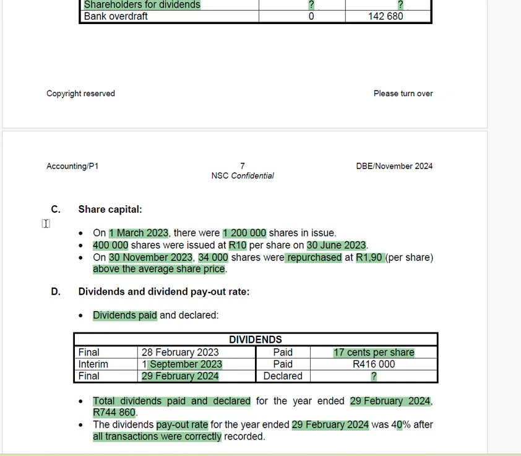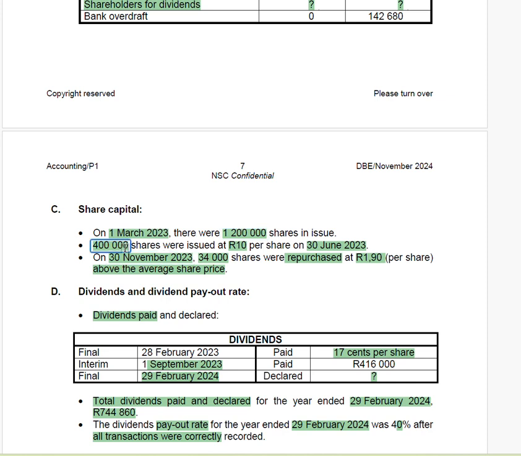If we're looking at C, it speaks of share capital. The first part, they're telling us that on 1 March, they had opening shares in issue at the beginning of the year of 1.2 million. So there's nothing that is important here, because we're not talking about buying shares or selling shares. We are just told how many shares we had when we opened the year.